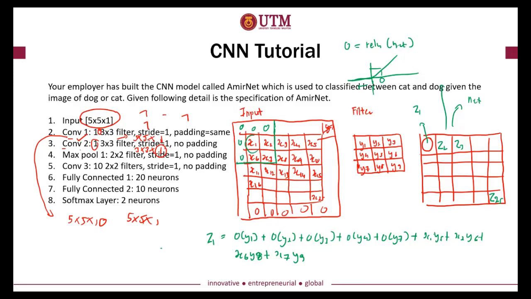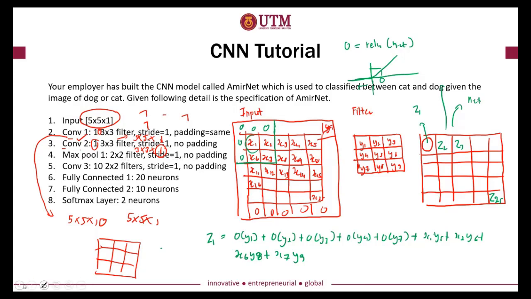Okay, so again this 3 times 3 will go into the filter number 4. Filter number 4, you have 3 times 3. Just draw the 3 times 3 matrix there. And then you are applying a maximum pooling with a 2 times 2 filter, stride equal to 1, no padding.